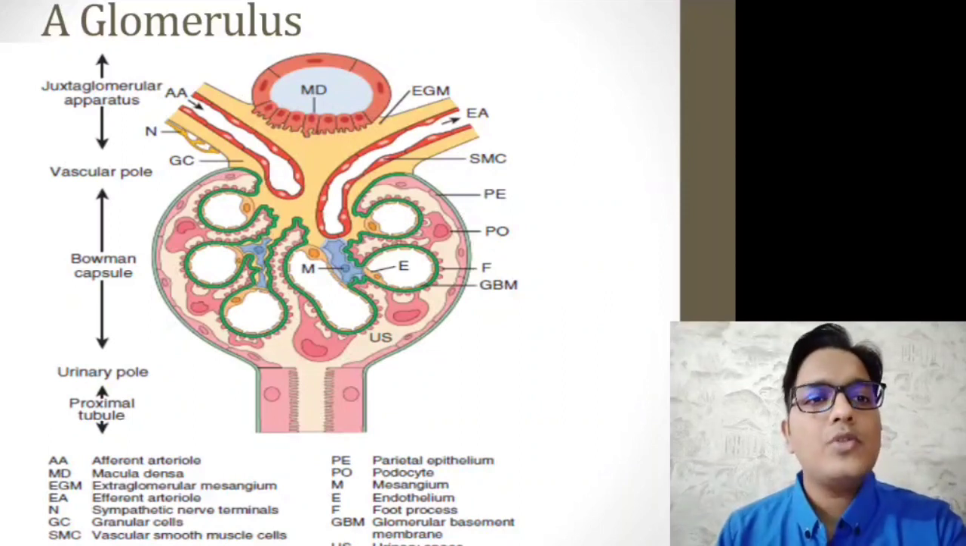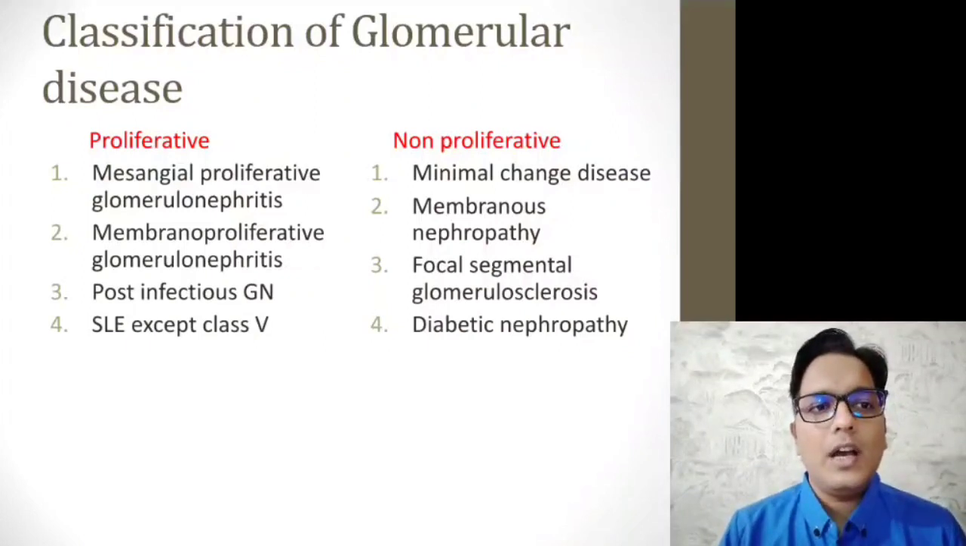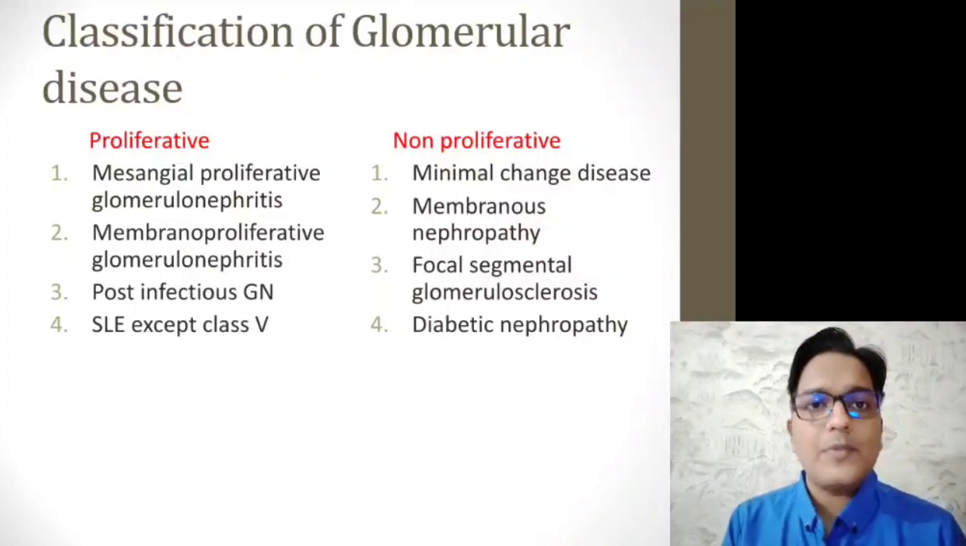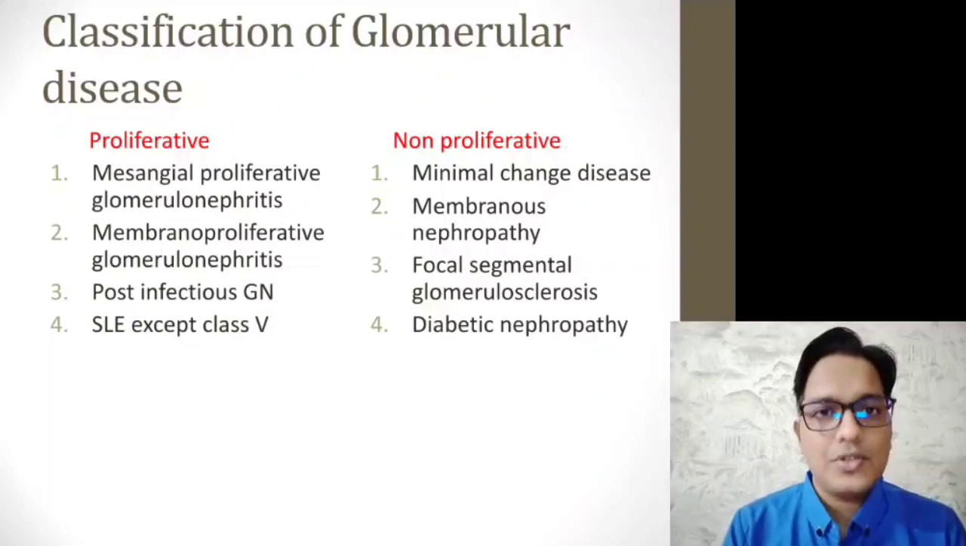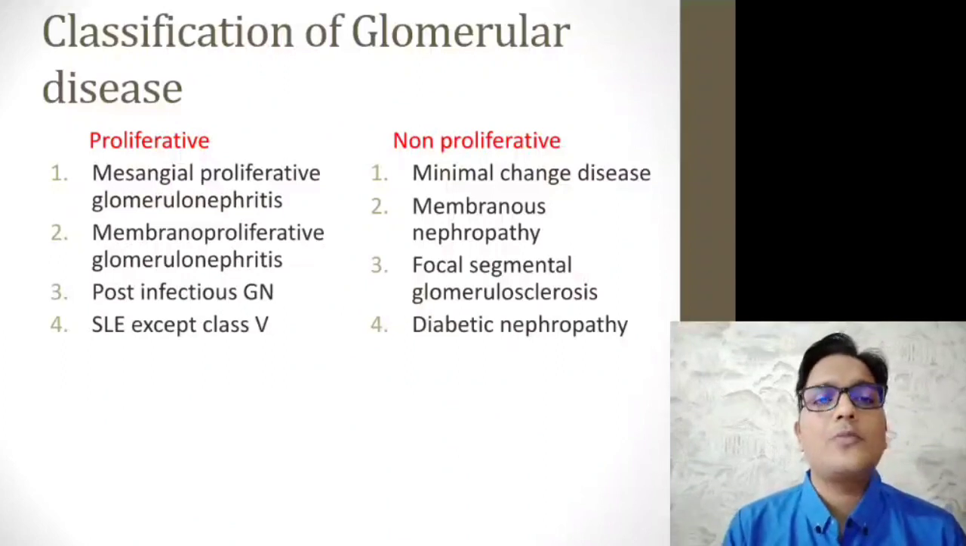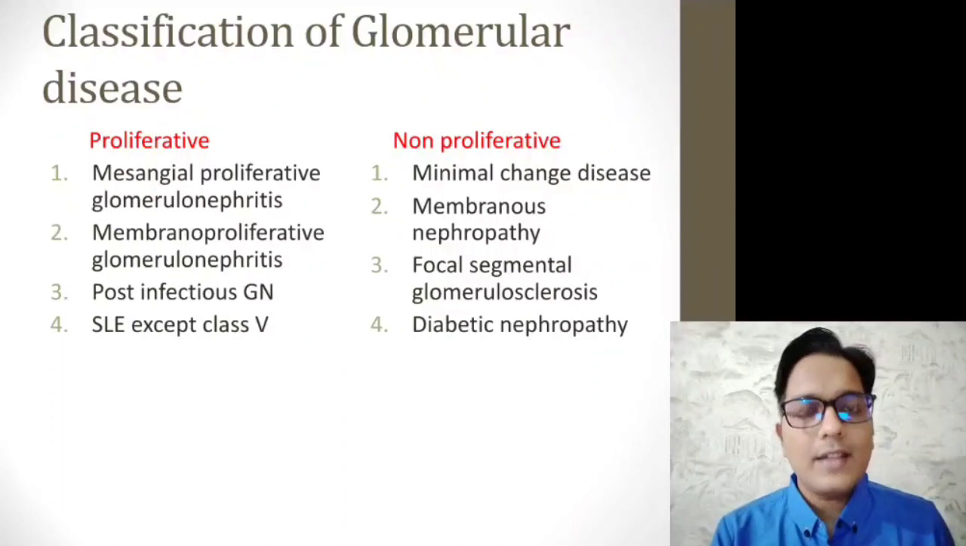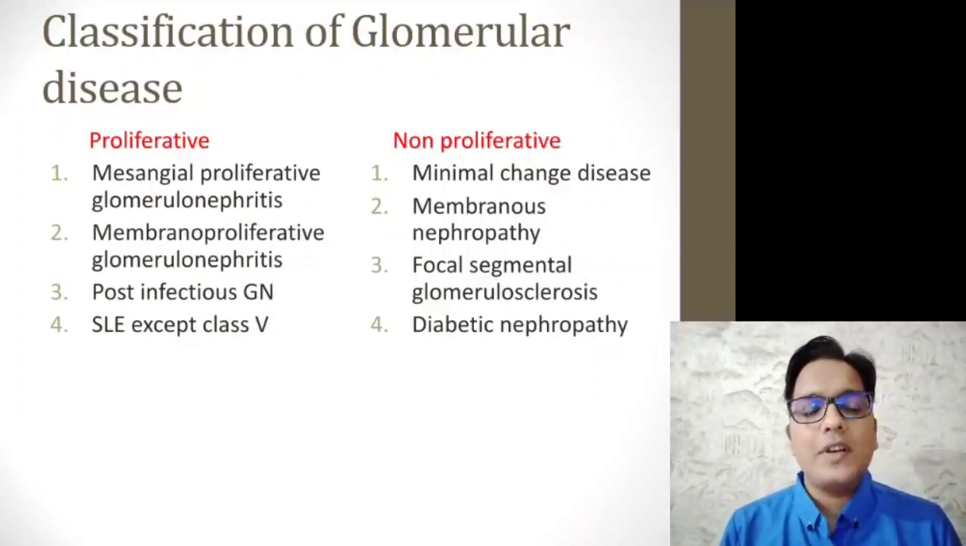So now we will go towards the classification of glomerular disease. There are two types of classification. Number one is according to the histology, or the type of the lesion, whether it is proliferative or non-proliferative. The proliferative lesion means that there is structural proliferation present in the glomerulus, and the non-proliferative lesion means there is no structural proliferation. The other classification is according to etiology. Now let us come to the proliferative and non-proliferative classification.